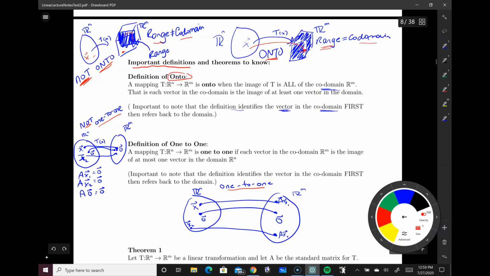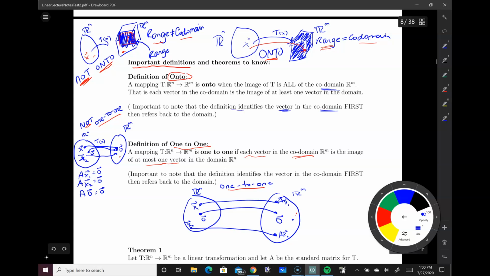The range are the things that are hit by the transformation. So here's a picture of just this piece of paper in this cube. This would be the range, and it's not equal to the codomain. All right, let's move on to the definition of one-to-one. Again, we have the mapping. It's one-to-one if every vector in the codomain, notice we're starting here, is the image of at most one vector. So not everything has to be hit.